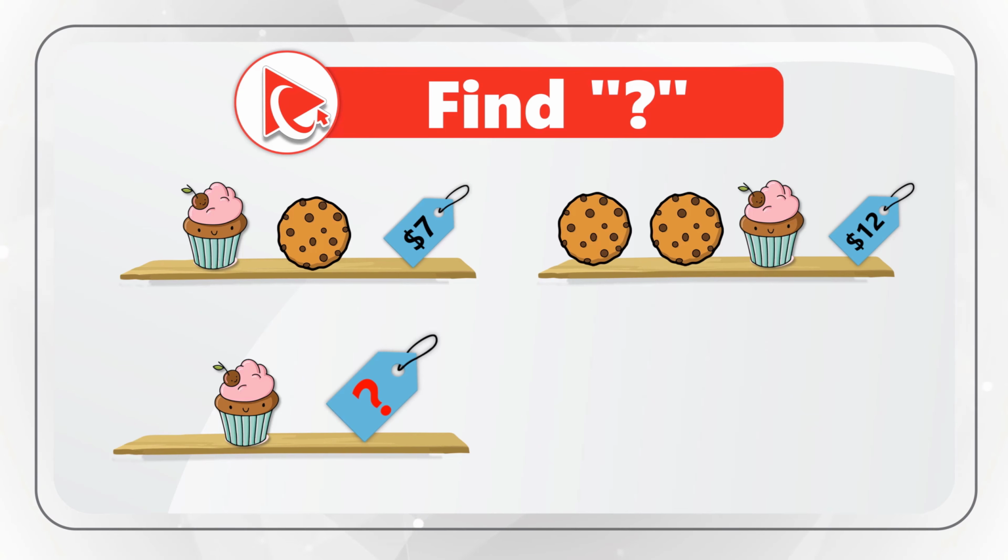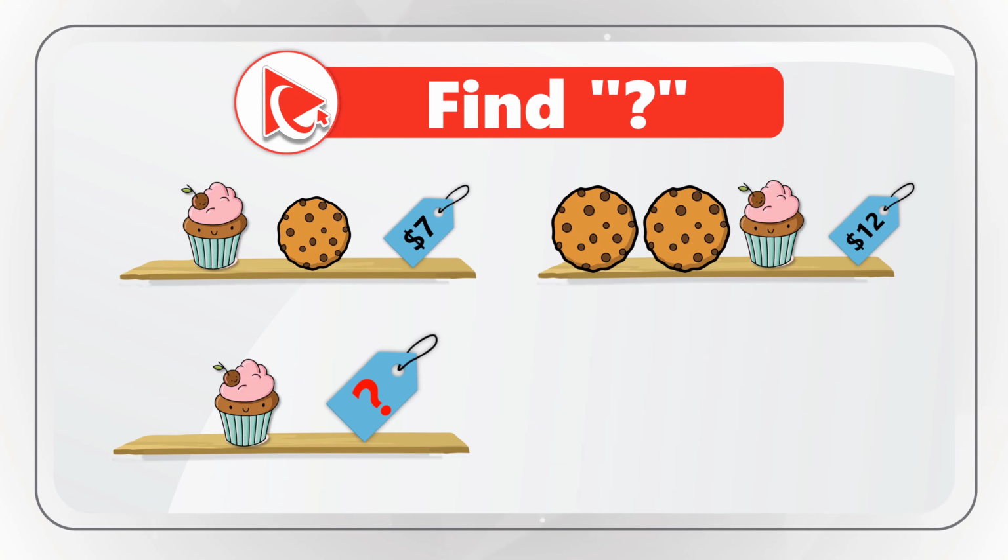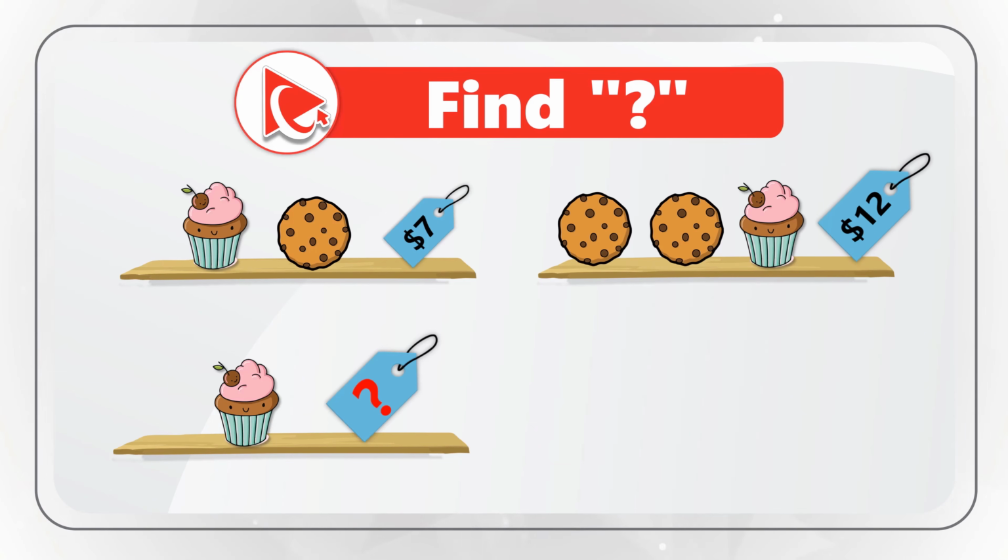The first set consists of 1 cookie and 1 cupcake, and the price tag for the first set is $7. The second set consists of 2 cookies and 1 cupcake, and the price tag for the second set is $12. The last set consists of only 1 cupcake, and you need to calculate and select the price for the cupcake out of 4 possible choices.